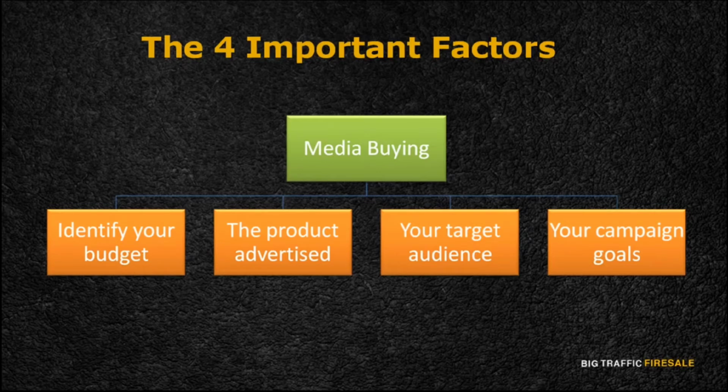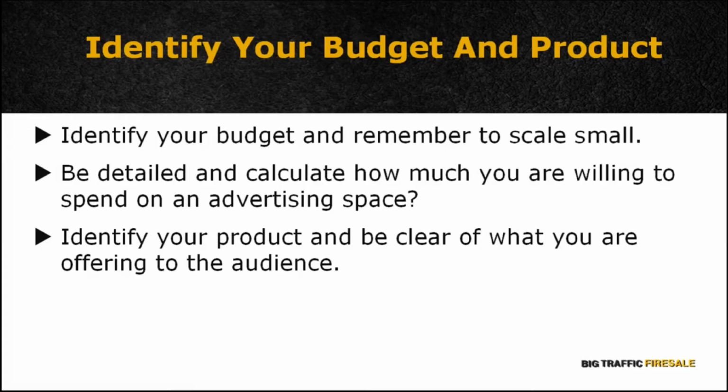When you generate traffic through buying media, there are four important factors to consider. Identify your budget, the product being advertised, your target audience, your campaign goals. Let's go through each component one by one. Firstly is to identify your budget. If you've just started out with your business, it's better to scale small to ensure that you do not go over budget. Be detailed and calculate how much you're willing to spend on an advertising space, how long, and why.